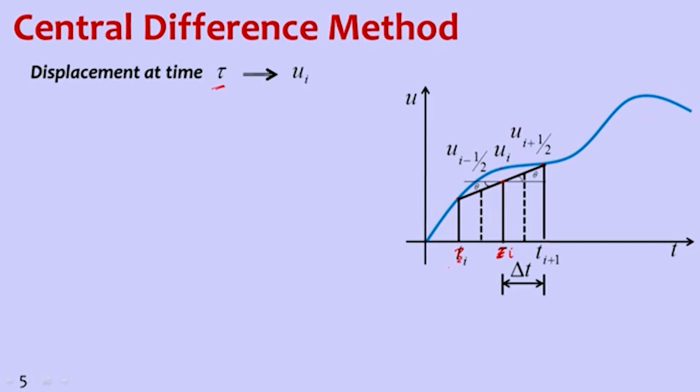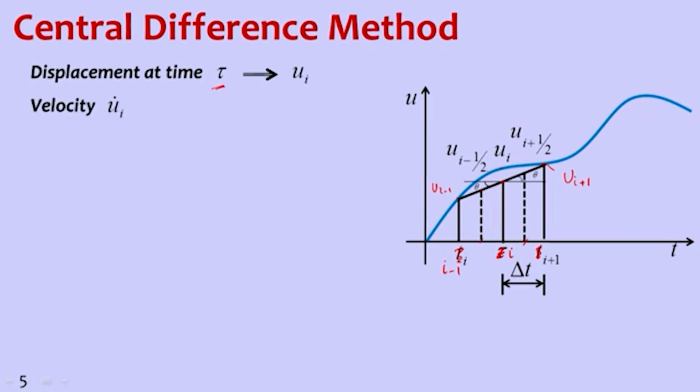This one is i minus 1, this is i plus 1. So, at instant i, u is equal to u i, at instant i minus 1, u is equal to u i minus 1, and at i plus 1, u is equal to u i plus 1. In the middle of these, we have u i minus half, and here u i plus half. So, this is the i minus 1 time instant, i time instant, i plus 1 time instant, and this is the i minus half time instant, i plus half time instant. So, these 5 displacement values are available here.